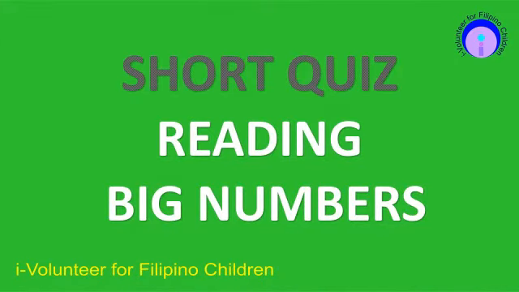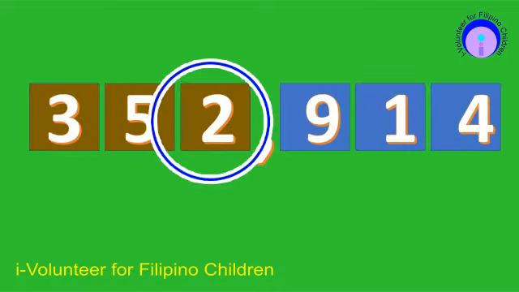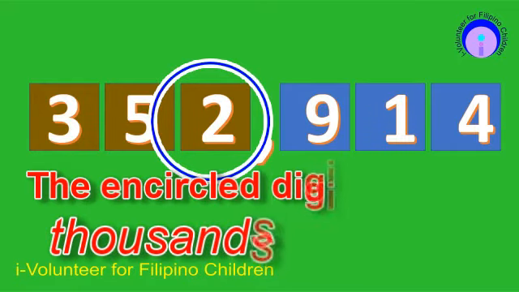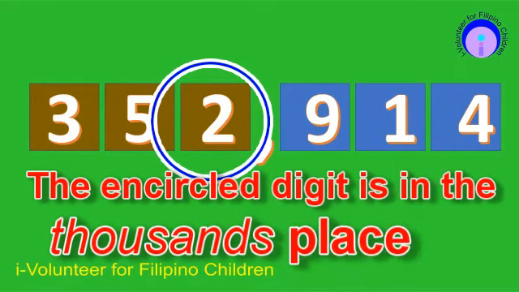All you have to do is to identify the place value of the encircled digit. Can you tell me the place value of the encircled digit? You may answer, the encircled digit is in the thousands place. I repeat, the encircled digit is in the thousands place.